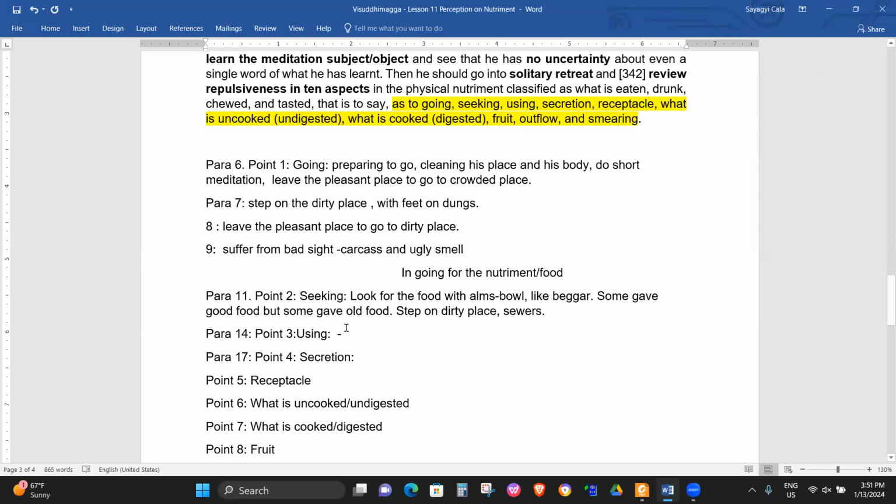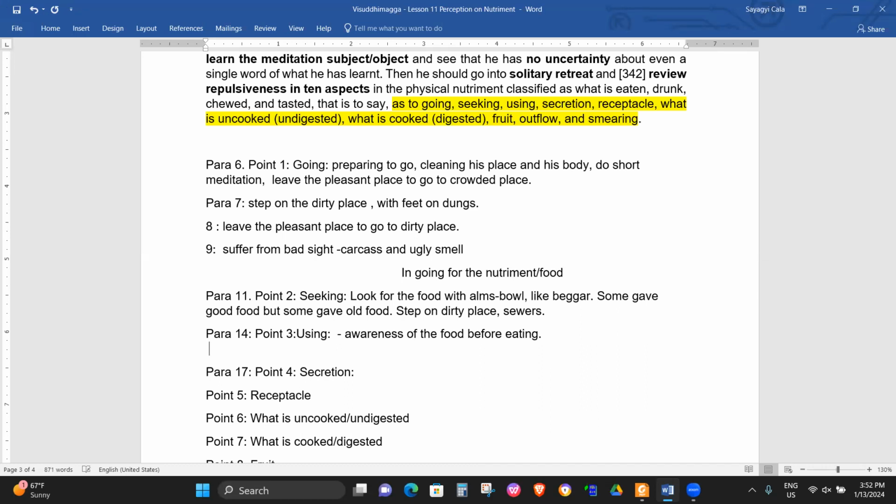I would summarize it as the awareness of the food. Okay, awareness of the food before eating. Before eating. And okay, what else?